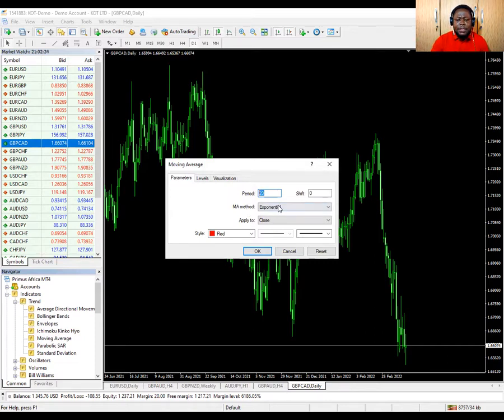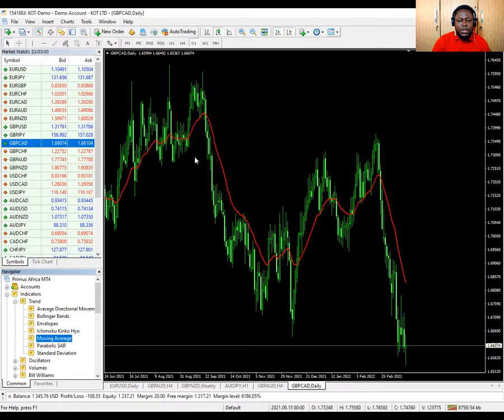The MA method is either exponential or simple. If you keep it on simple, it's going to be a simple moving average. If you put it on exponential, the chart is going to display an exponential moving average. Is that okay? Good. So let me just keep it on exponential. So this is the exponential moving average.